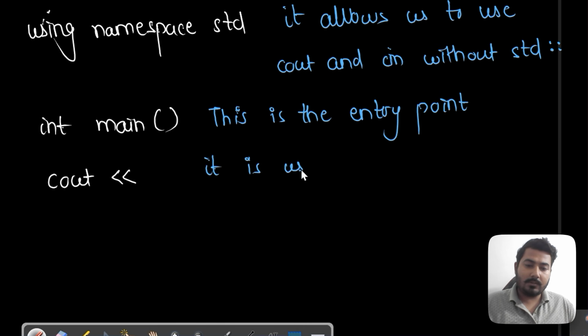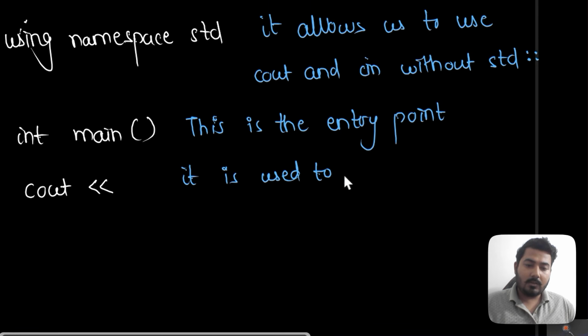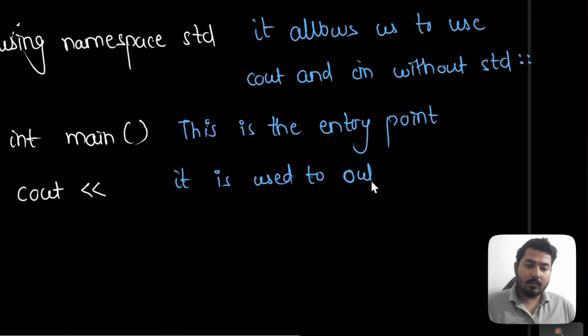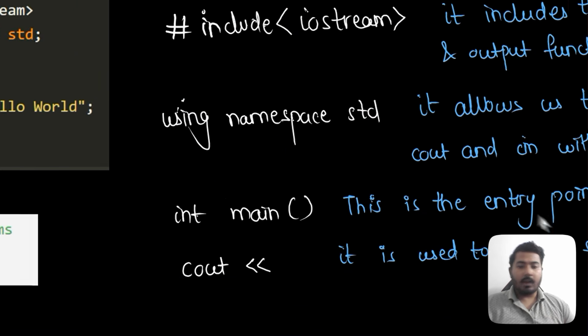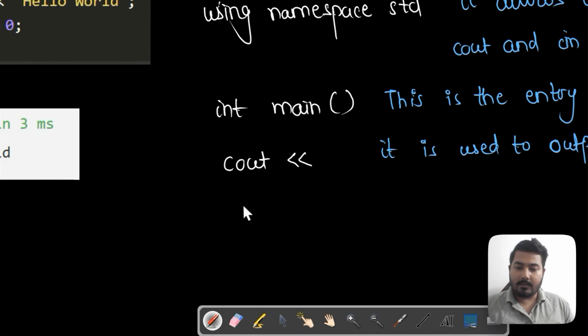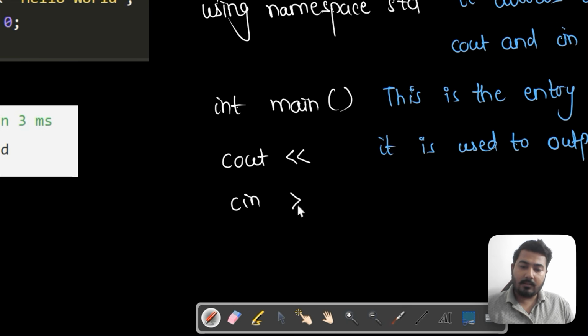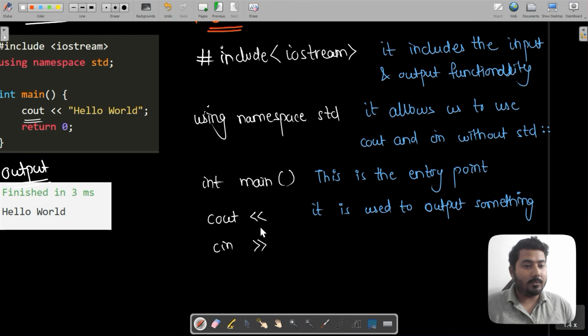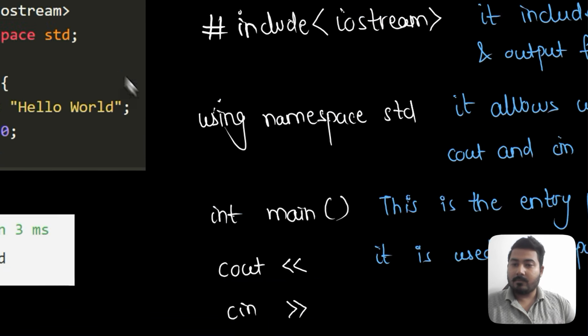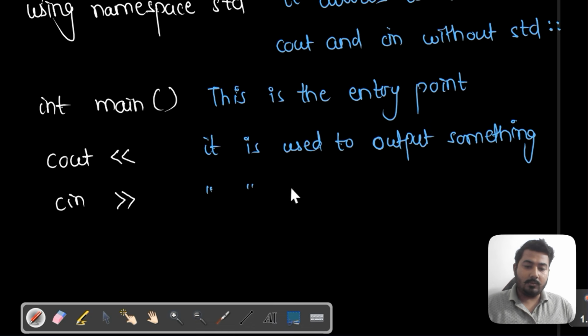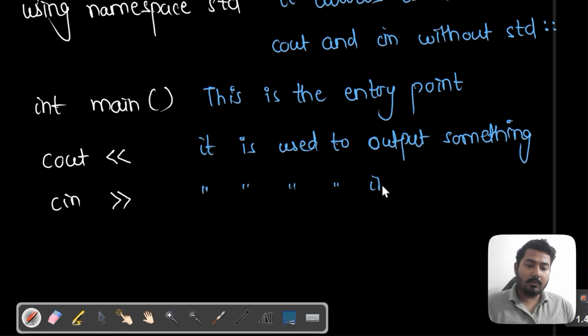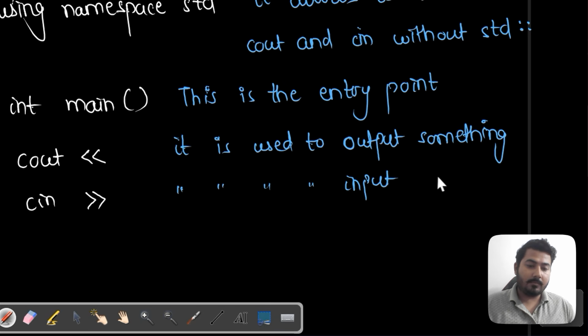It is used to output something on your screen. And same goes for cin as well. For cin, you have to write down these signs, and for cout, you have to use these signs. It is used to input something.